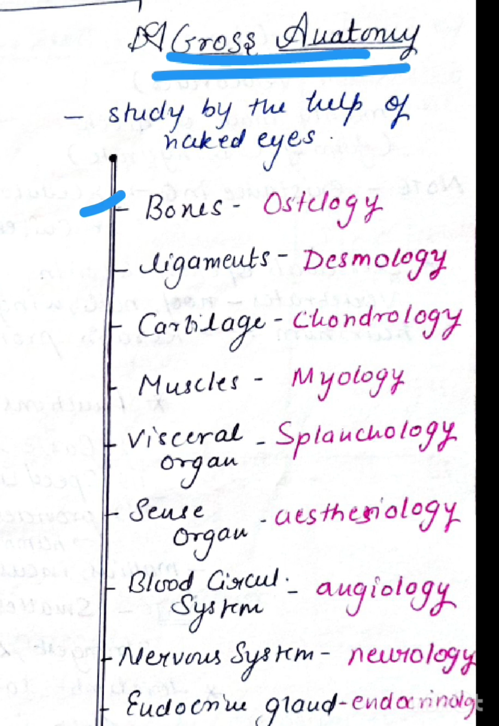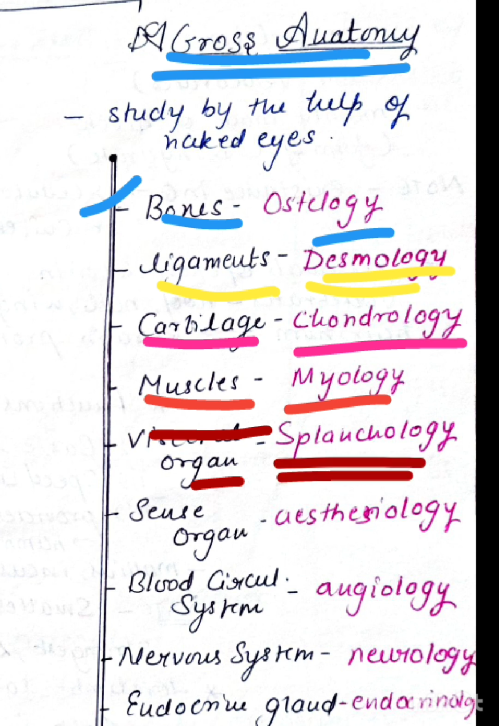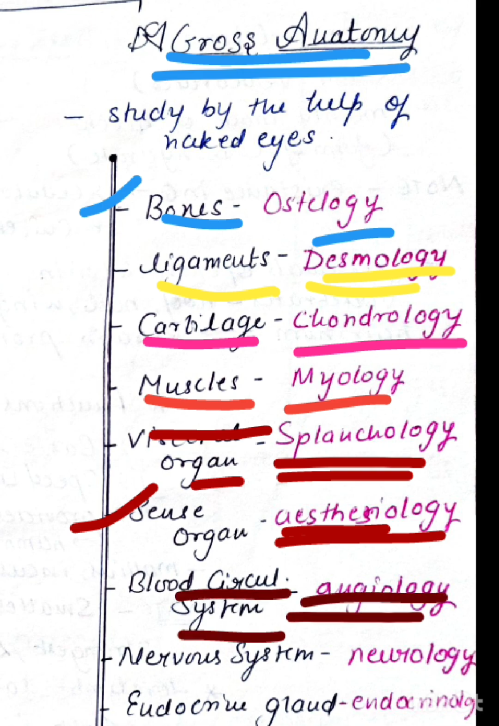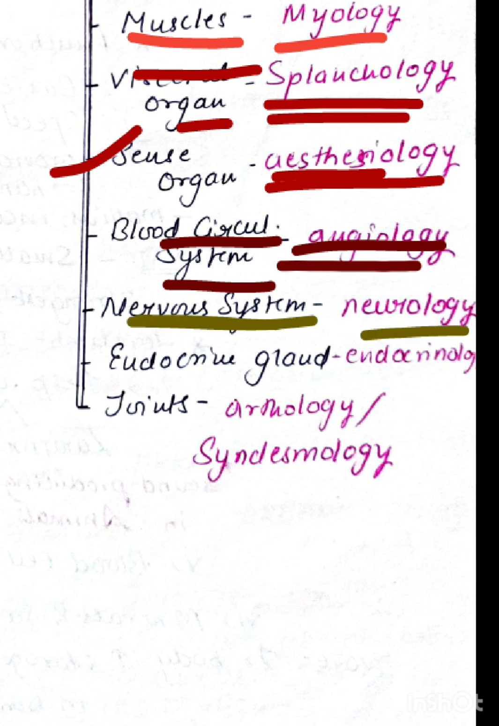First one is bones. Bone study is known as osteology, whereas the second one is ligaments. Ligament study is known as desmology. Cartilage study is known as chondrology, and muscle study is known as myology. Visceral organ study is known as splanchnology. Sense organ study is known as aesthesiology. Blood circulatory system study is related to angiology, and the nervous system study is related to neurology, which means the brain, nervous system, neurons, etc.